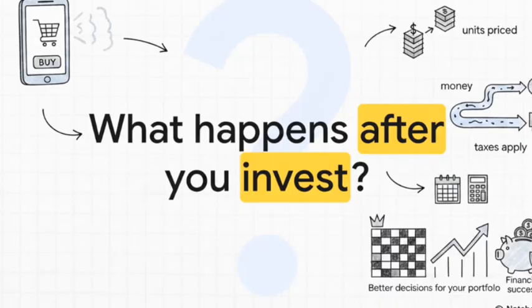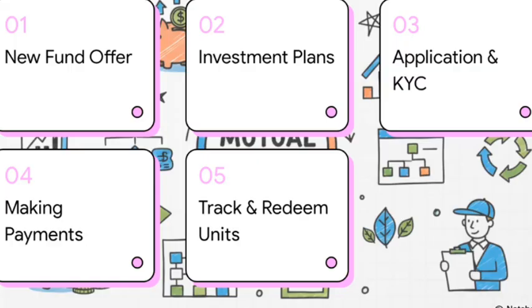bank account. You know, for most of us, it's so easy to just open an app, click buy, and completely forget about it. But understanding the actual real-world mechanics of your investment is absolutely crucial for your financial success. When you truly know the rules of the game, like how units are priced, how your money is actually routed, and how taxes apply, you can make vastly better decisions for your own portfolio. So to do this, we're going to follow the complete chronological journey of an investor, step by step.